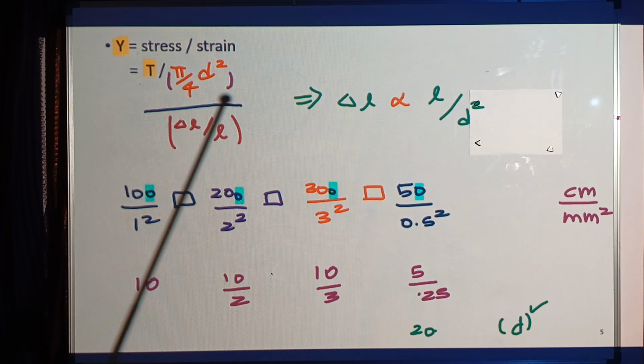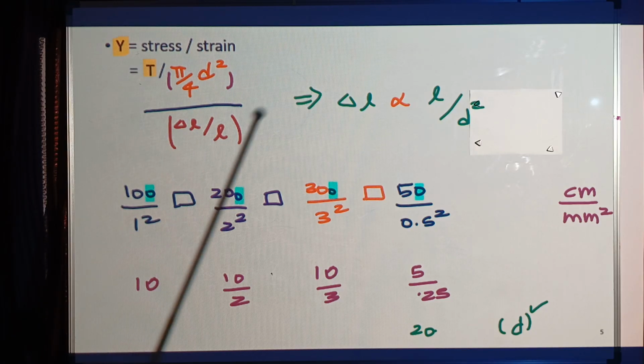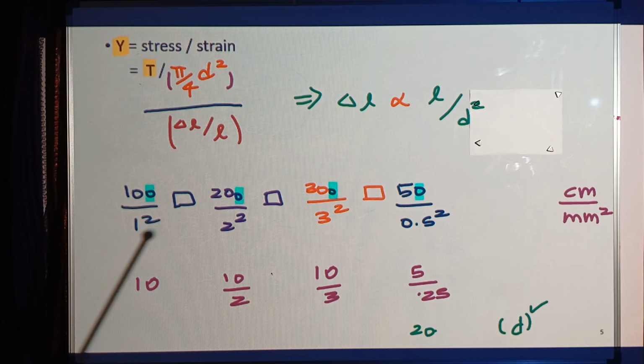So to compare delta L, we have to compare L by d square. Delta L taken on the right side, Y is a constant. L will go up, d square is there in the denominator. So compare L by d square for the 4 cases. First one, L is 100 centimeter and diameter is 1 mm. So the unit of all these quantities will be centimeter by mm square. There is no need to convert because you just have to compare. So the conversion factor will get cancelled. So you don't have to waste time in converting the units. Second one, 200 by 2 square. So if you compare, you get the option D as the largest extension.